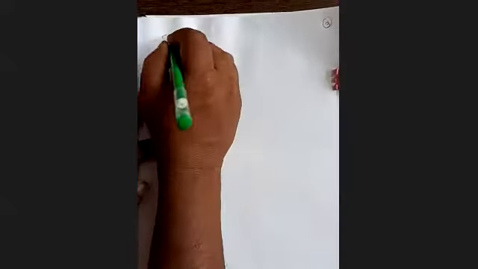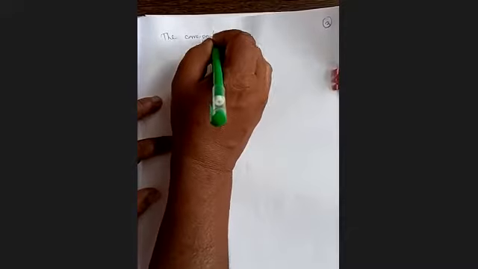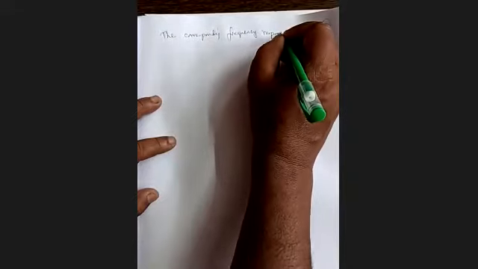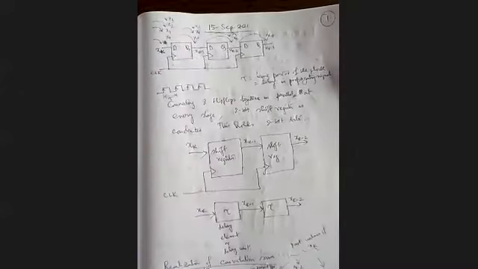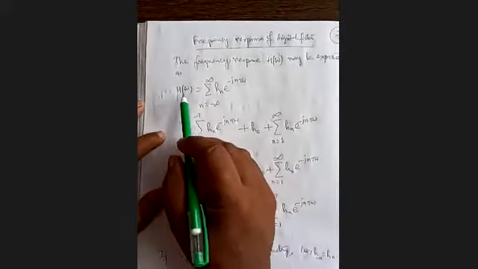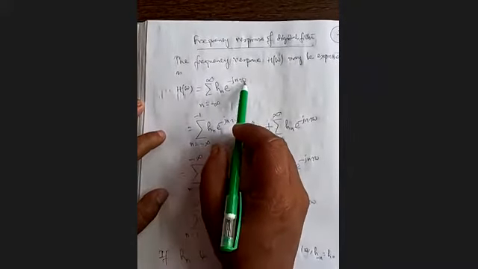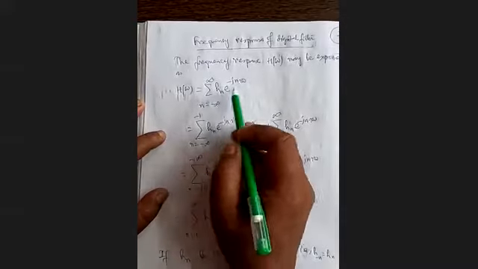Page number 3. The corresponding frequency response is, now what is the expression of frequency response? I just want to show you this one: H(omega) equals h_n e to the power minus j n tau omega. So that is the frequency response.